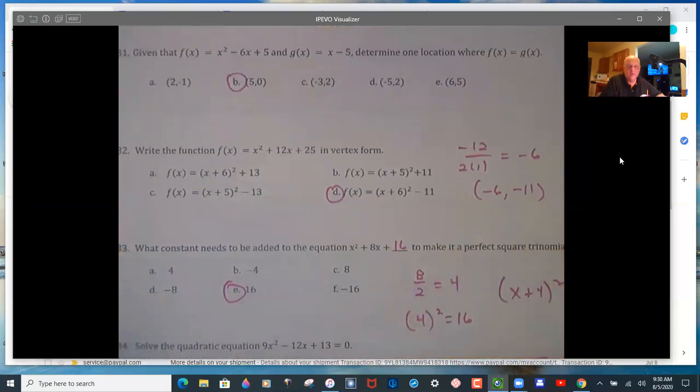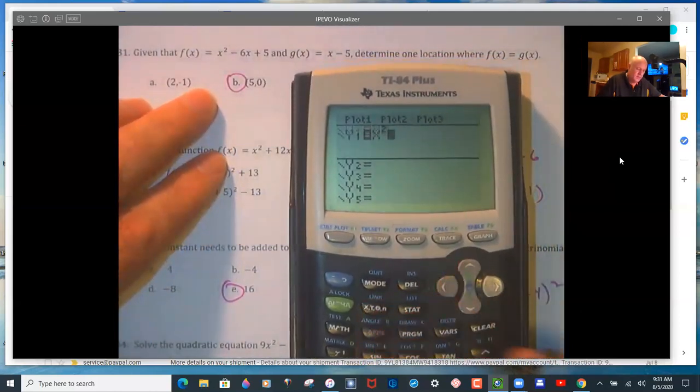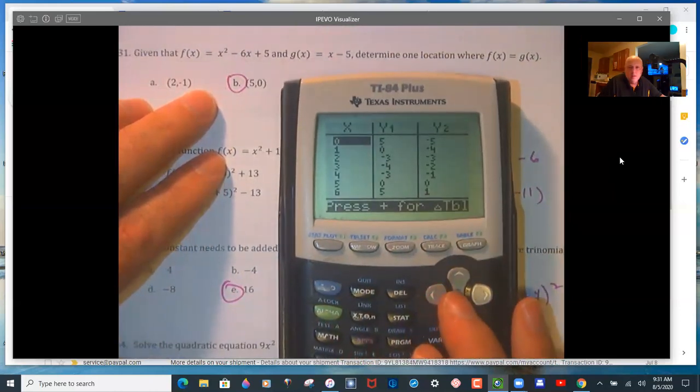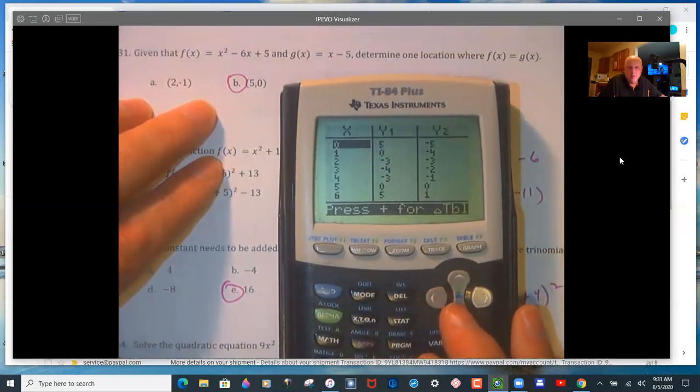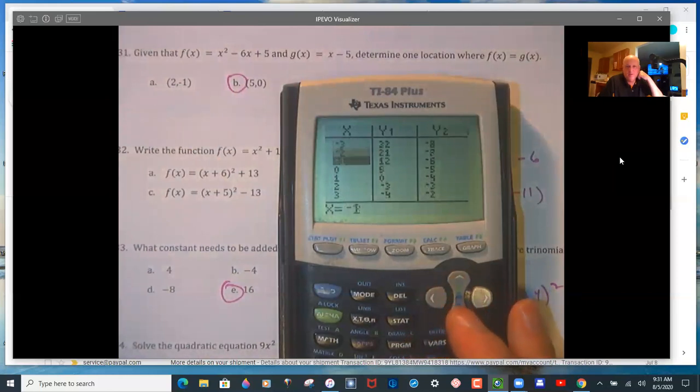Determine one location where they're equal. Okay, so basically it has to be true in both. Or graph them and find on the table, your table is absolutely the most powerful thing on a graphing calculator, and so many students don't quite get that. At the higher math level, we'll say that. So, you can go all over the place, but 5, 0, you see those two y's are the same. It's not going to be anything in that direction. There might be something else somewhere, but 5, 0 is it.